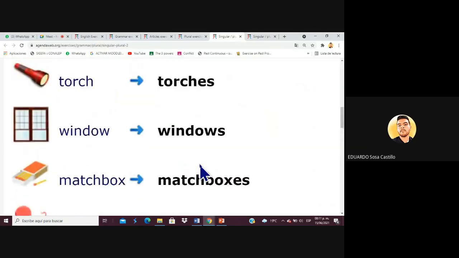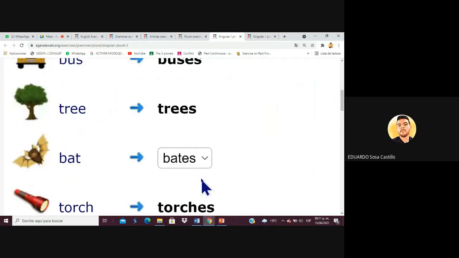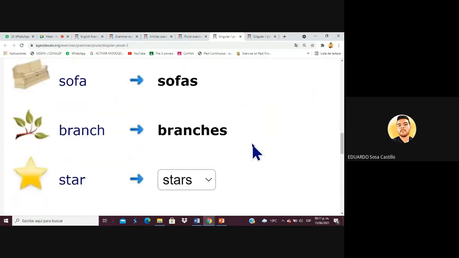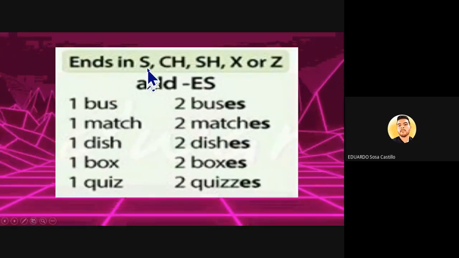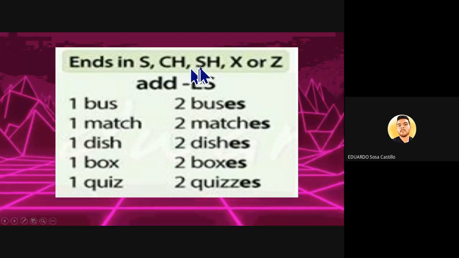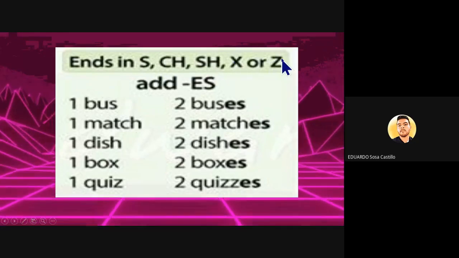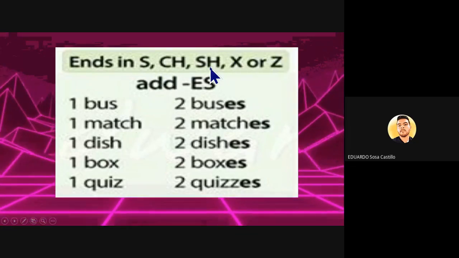And the other one that was wrong, Mariana, was this bat. It's bats. Yes, because remember, Mariana, we are checking for this. You need to pay attention when the word finishes with S, CH, SH, X, or C. It's with ES.